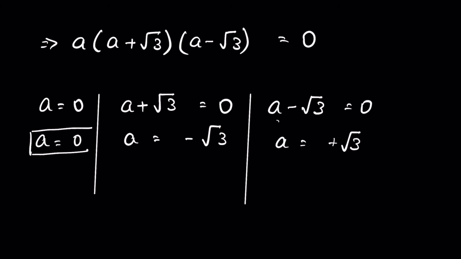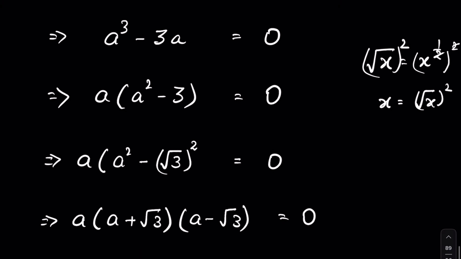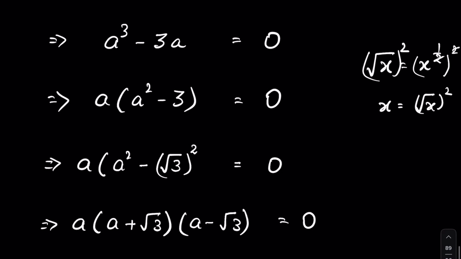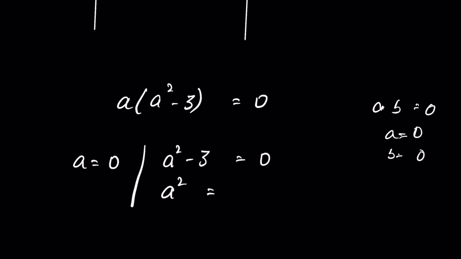Therefore, there are three solutions: a equals 0, a equals minus square root of 3, or a equals plus square root of 3. You can also calculate this from here. If you write a times (a square minus 3) equals 0, when a times b equals 0, then either a equals 0 or b equals 0. So a equals 0 and a square minus 3 equals 0. That means a square equals 3.